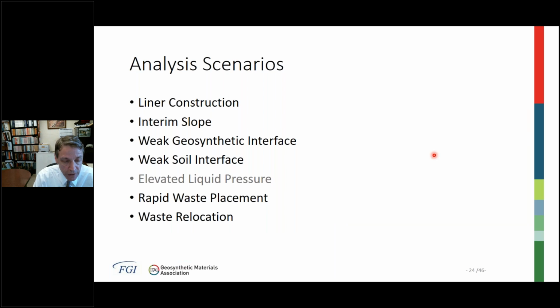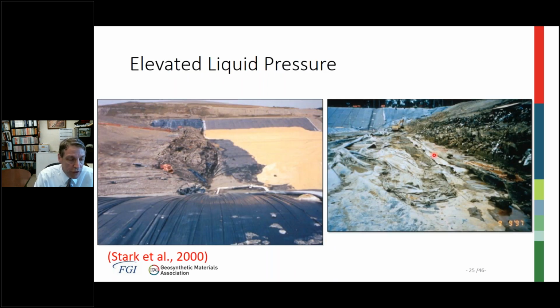Next up is elevated liquid pressure. So this is a MSW facility undergoing leachate recirculation. The arrow points to a couple of leachate injection wells, and you can see the liquid pressures built up, and a slide occurred into an adjacent cell that was under construction. So another interim slope failure problem, in this particular case caused by elevated liquid pressure.